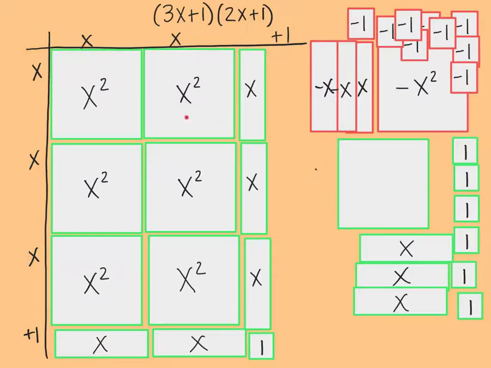We have 1, 2, 3, 4, 5, 6 positive x squareds. So nothing cancels, they're all positives. So I have a positive 6x squared. I have 1, 2, 3, 4, 5 positive x's. So a positive 5x. And then we have one lonely little positive 1 down there. So lastly, positive 1. So 6x squared plus 5x plus 1 is the answer to the multiplication of these two polynomials.